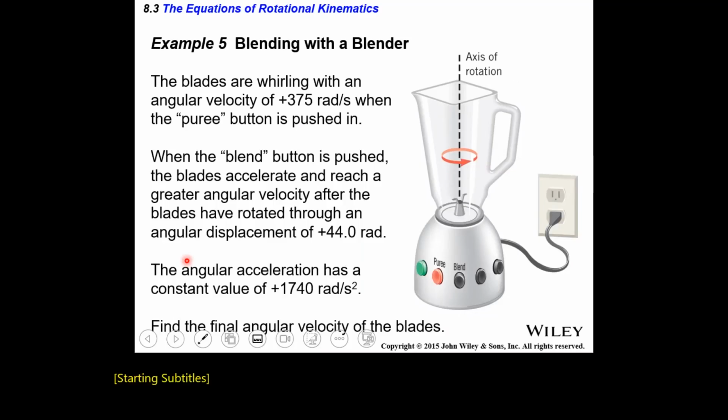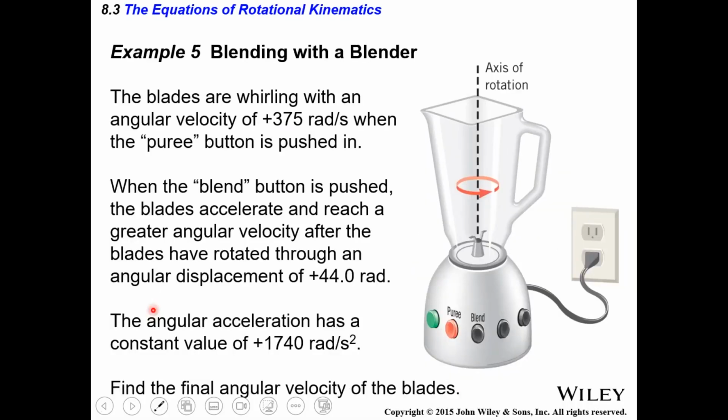So what I'm going to do here is just write down what I have. So I'm given the angular velocity when the puree button is pushed, and then I'm given the displacement covered. So this is delta theta. I want you to see how this is given to be positive. Look at the arrow. Yeah, this is counterclockwise.